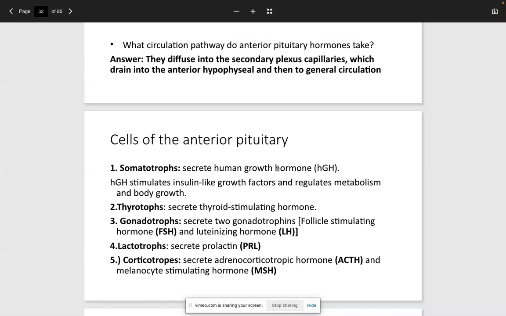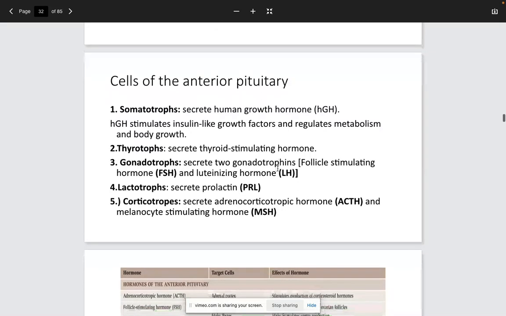So adreno, meaning adrenal gland, the adrenal gland present on top of the kidney, adrenocorticotropin hormone, or ACTH. There's also a hormone called melanocyte stimulating hormone that is released as a byproduct of ACTH release as well. So again, here's the 5 that are going to be primarily present.